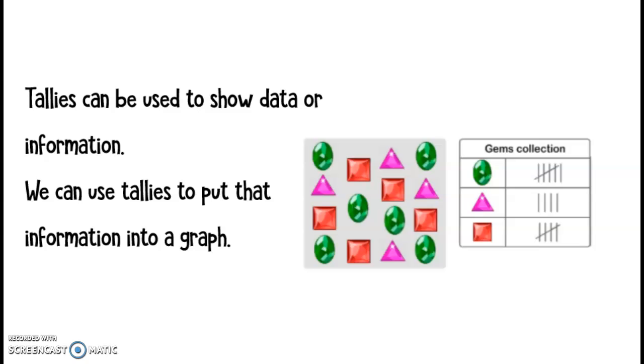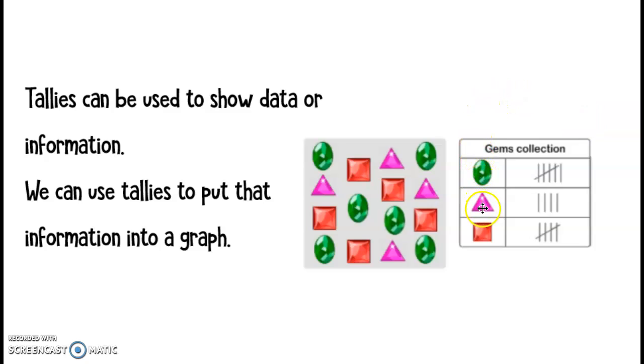Tallies can be used to show data or information. We can use tallies to put that information into a graph. So if you look over here, we see that we have a graph along with a picture. In the picture, it shows gems collected, and they're all scattered about, and it's hard to read or to count them. So over here, we see that the gems collection has been turned into a graph.